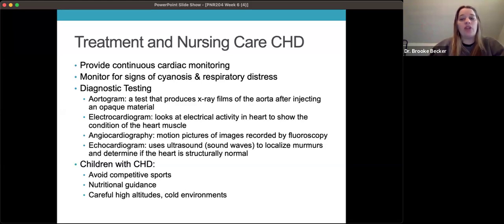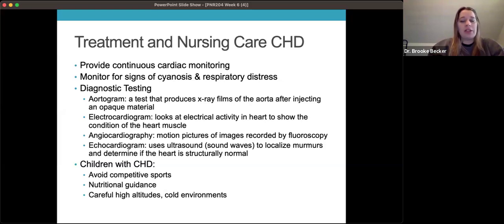An angiocardiogram is going to be pictures under fluoroscopy. They go in typically through the femoral area or the radial site, and they look with the camera at all of the veins and arteries in the heart. An echocardiogram uses ultrasound. This is external ultrasound, and it looks at murmurs and potentially structural abnormalities they can visualize, like the valves or holes in the heart, things like that.